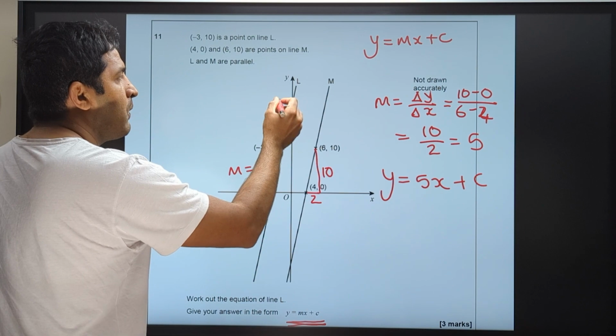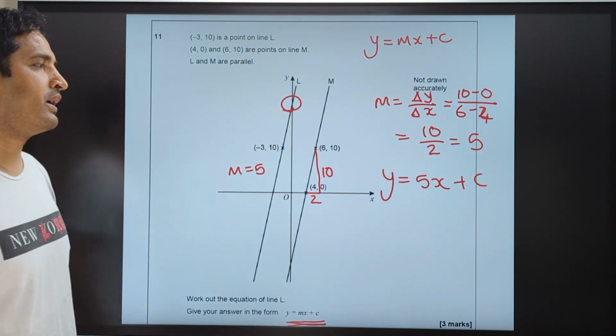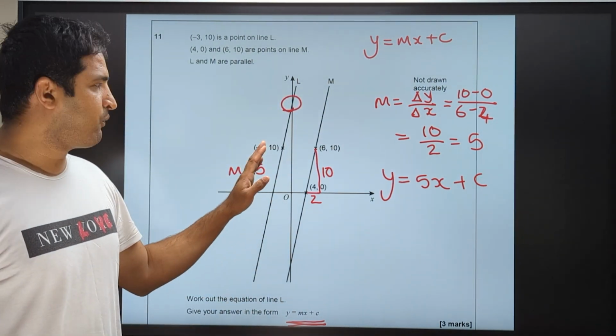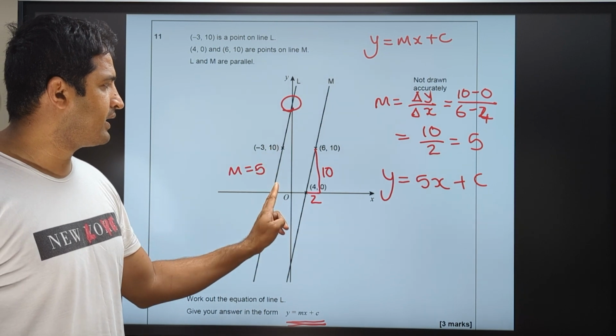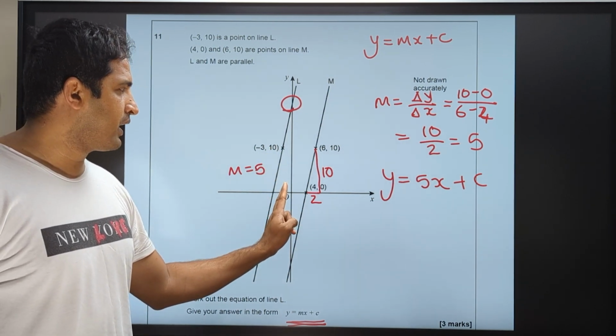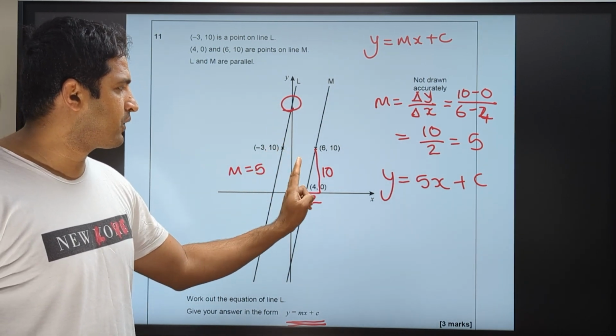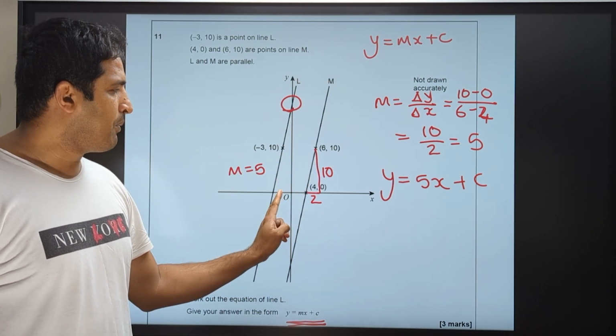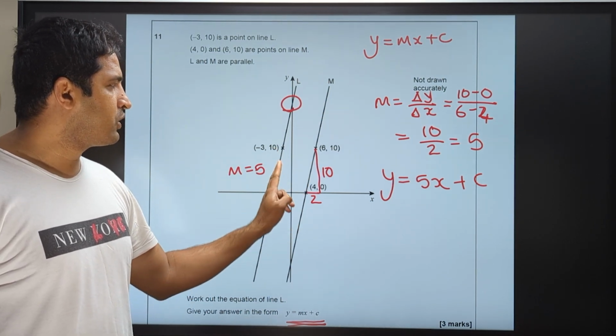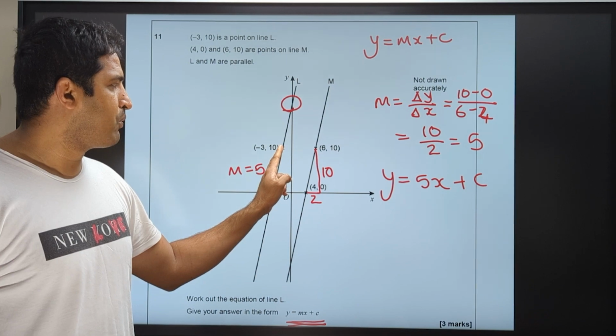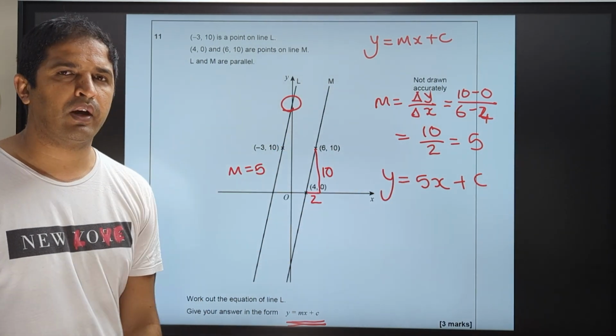Where does it cross the y-axis? We need to work out that point. It's not really straightforward. Okay, we are at minus 3. And for every one across, we're going 5 up. Every one across, we're going 5 up. So by the time we get to 0, we're going to be going 15 up from that point onward. So we know c is going to be 25.